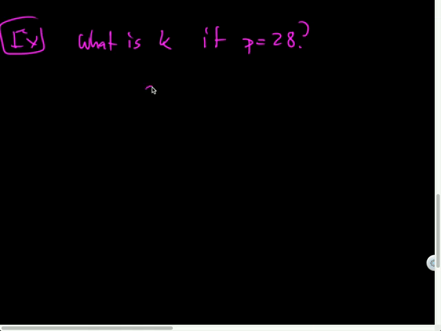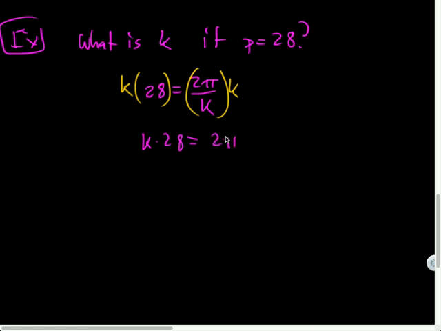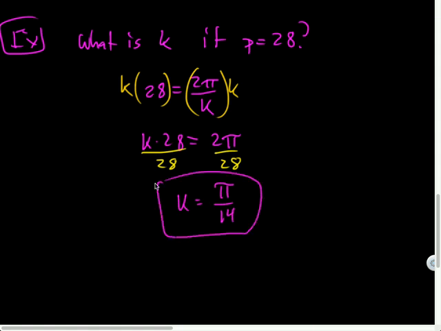So the way I would do that is I'd say 28 is equal to 2 pi over k. And then I'd do my old multiply by k trick, or you could just reciprocate. There's a bunch of ways you could do this. K times 28 equals 2 pi. And then divide. You guys probably see what the answer is already, but that's okay. So I'd get k is equal to pi over 14. I just think that's interesting that you can have a numerical result for your period.